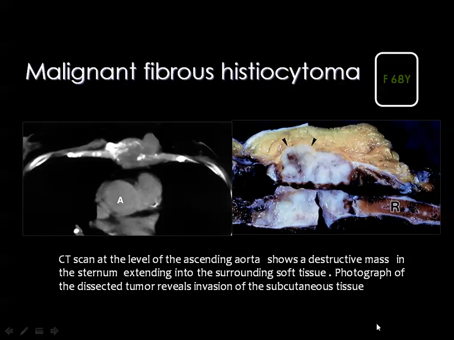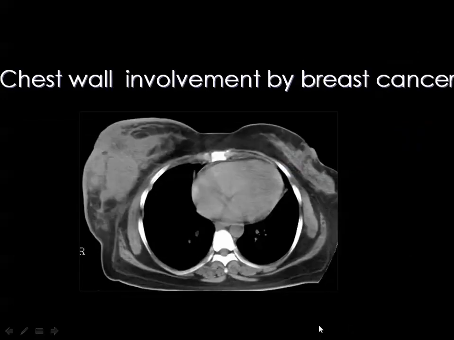Then this is a lesion which is centered on the sternum, and I used to diagnose such lesions, especially whenever they contain calcium, as chondrosarcomas. And you know that chondrosarcoma is one of the common tumors of the chest wall, affecting the costochondral junction of the ribs as well as the sternum. But this lesion, when biopsied, proved to be malignant fibrous histiocytoma, which is one of the malignant lesions affecting the chest wall.